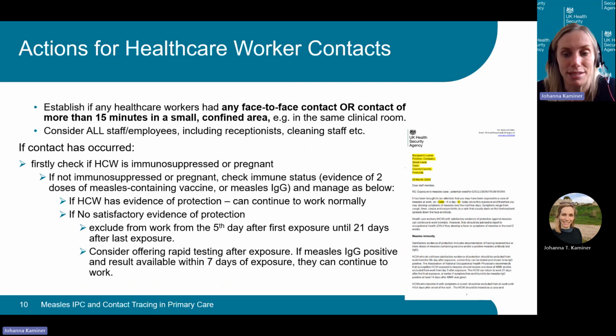Where MMR vaccine is given post-exposure, it's unlikely to prevent the development of measles, but if the staff member remains symptom-free for at least 14 days after MMR was given, they can return to work at that stage. If there are any concerns around staffing levels, so if there are several staff members that need to stay home following an exposure event, and staffing levels might lead to concerns for the safety of patients, for example, then the risk assessment should be jointly reviewed with the health protection team.